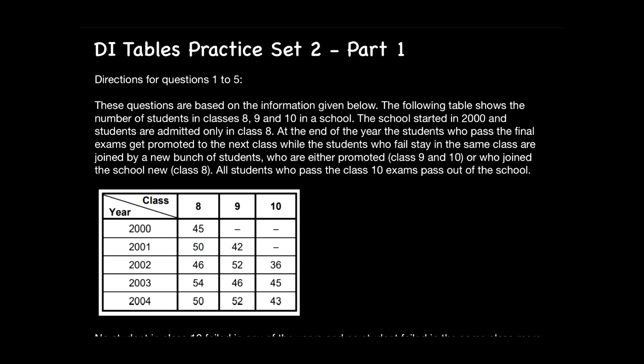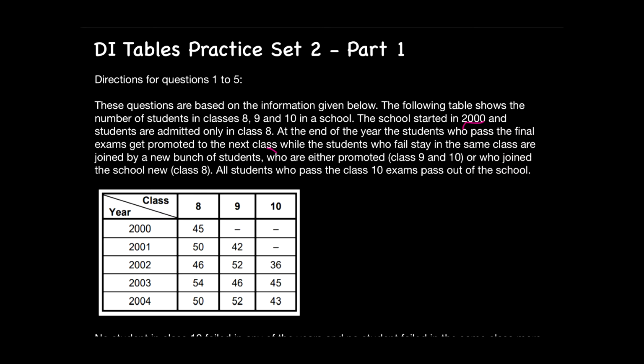So over here in this question, we see that the data is given for 3 different classes, 8, 9, 10, and the admission into these classes starts from 2000 and goes up to 2004. The interesting thing we need to highlight is that the school itself started in 2000, so no data before that will be considered, and everyone got admitted in class 8 only. At the end of the year, the students who passed the final exam got promoted to the next class, while the students who failed continue in the previous class only.